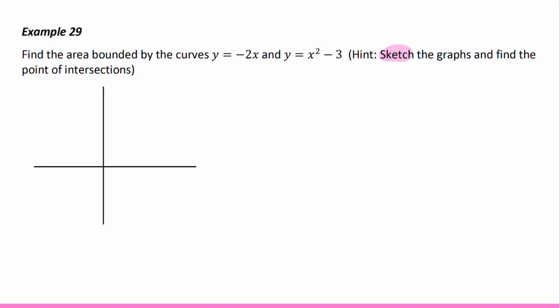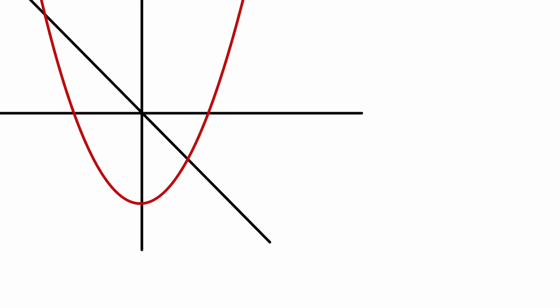We're going to have our first curve, which is y equals negative 2x. So that's going to go through the axes. There we go. So that's y equals negative 2x. And then, of course, we have the parabola x squared minus 3. So that should look something like this. I'll sketch it in a different color just so we can see it. All right, so I've got my black curve, which is y equals negative 2x, and I've got my red curve, which is y equals x squared minus 3, and then I'm just going to shade in the area that we need to find, which is this over here.